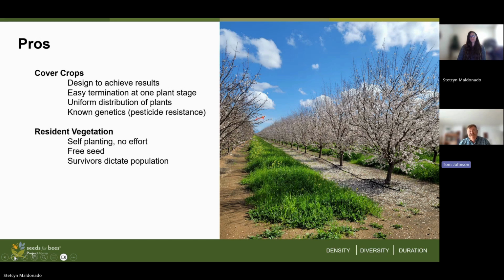So yeah, you do get some diversity, but most of the time when I see resident vegetation, it's materials that you don't really want to deal with that are going to give you issues later on in harvest or harbor things that you don't necessarily want to harbor in that particular situation. Okay.